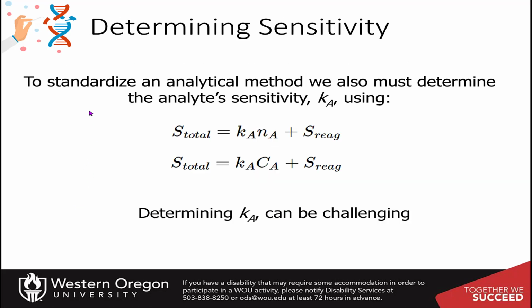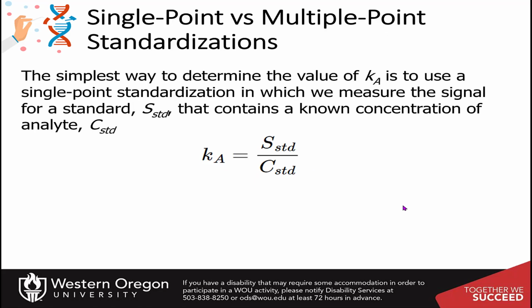Okay, and then the next thing that we need to do is we need to do our standards and standardize the analytical method so that we can determine the sensitivity or the proportionality constant that we're going to need to be able to calculate either the moles of our analyte or the concentration of the analyte within the solution. So we need to use our standard to be able to calculate the K value. So determining K can be challenging. So there's a number of ways that you can do this. We're going to talk about the first two this week, and then we'll talk about a third method next week.